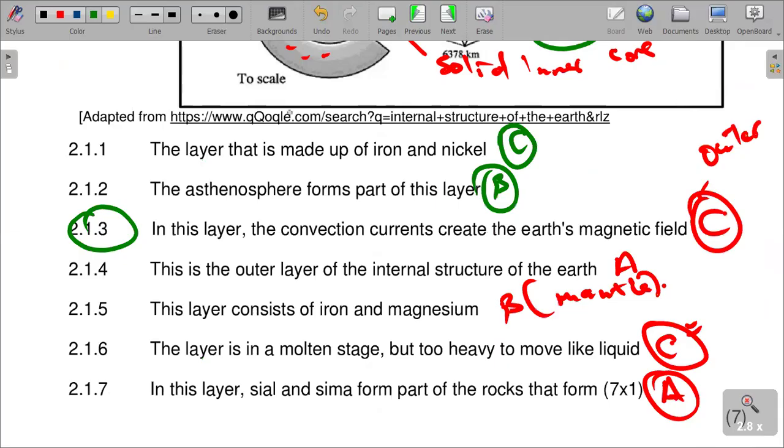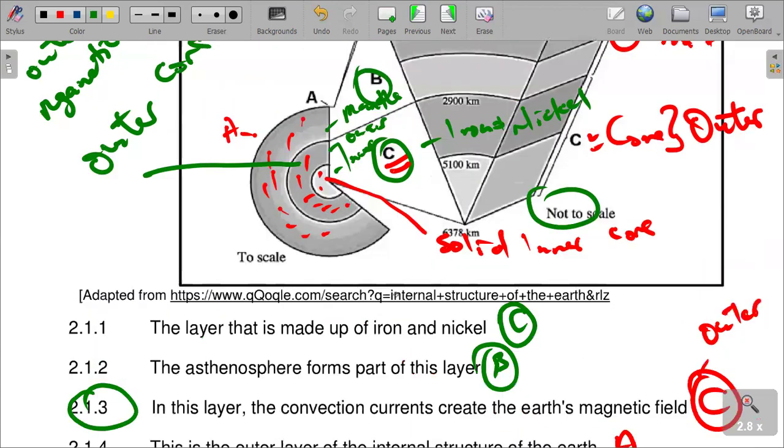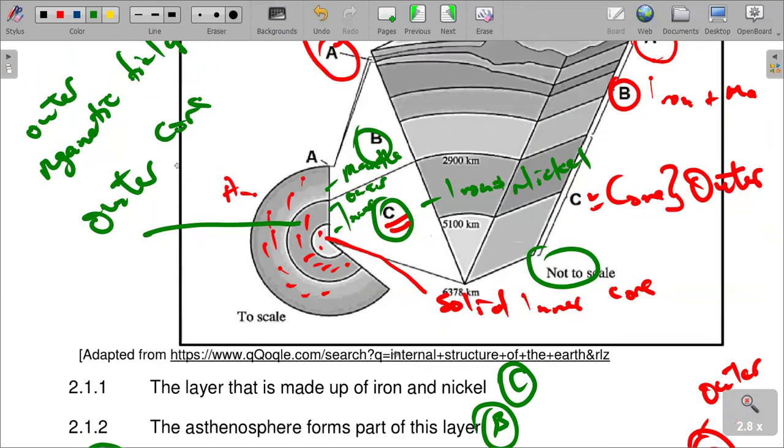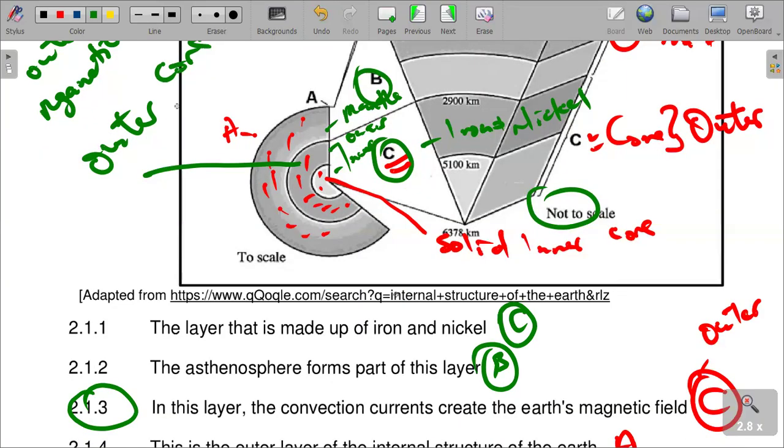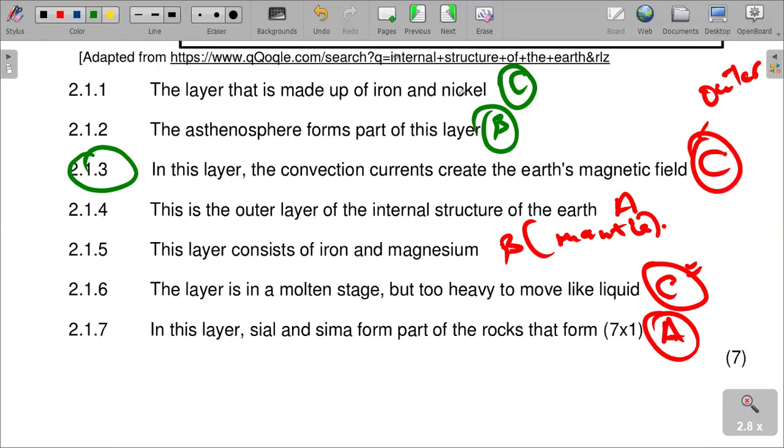The layer that is made of iron and nickel, we say that it is layer C. It is the outer core. The outer core is made up of iron and nickel, which is letter C. According to our diagram, letter C identifies the iron and nickel that is forming the outer core.